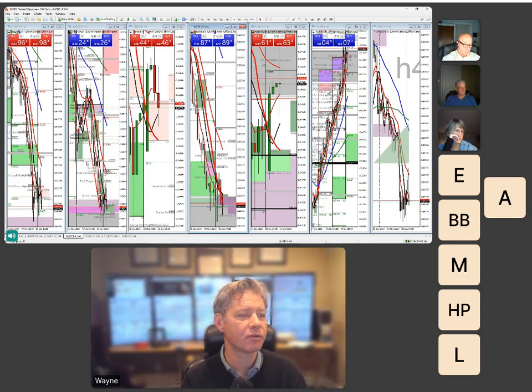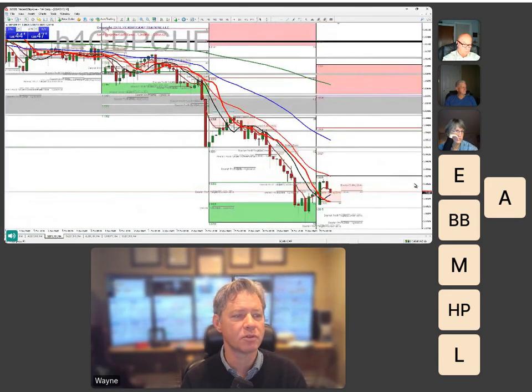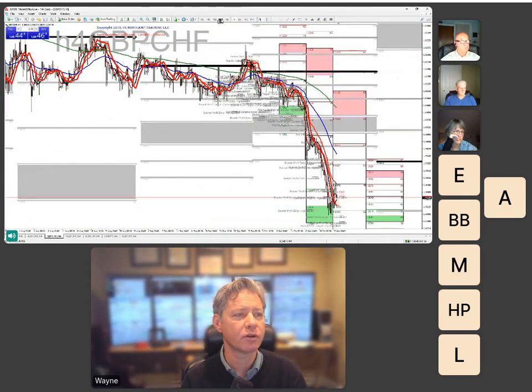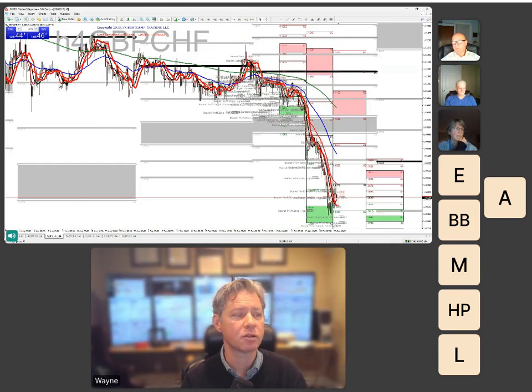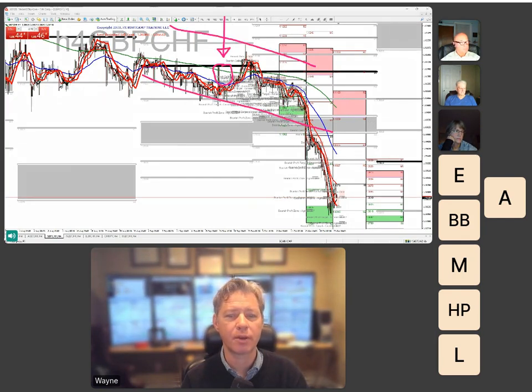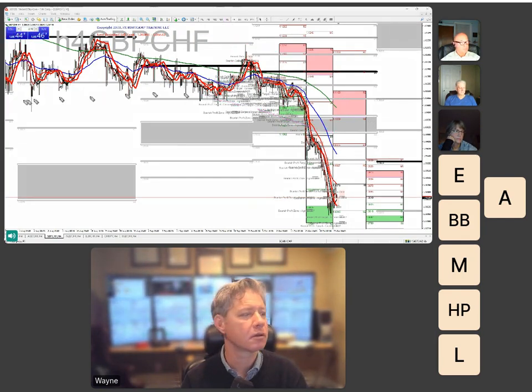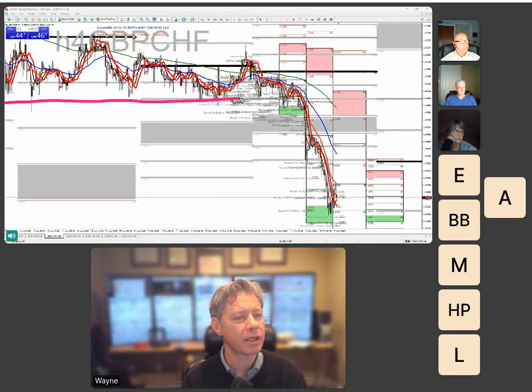So Swissy strong versus Aussie, Swissy strong versus Kiwi. I think another one I pointed out was the pound. Pound Swissy, I lovingly refer to it as pissy, is actually a great currency pair to trade. But it seems to me this pair was in a range.